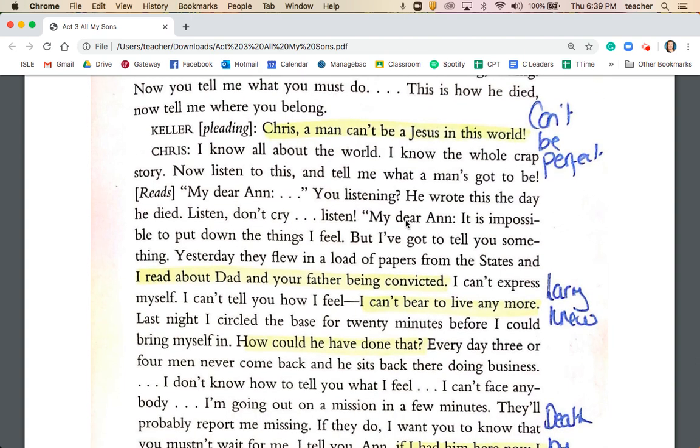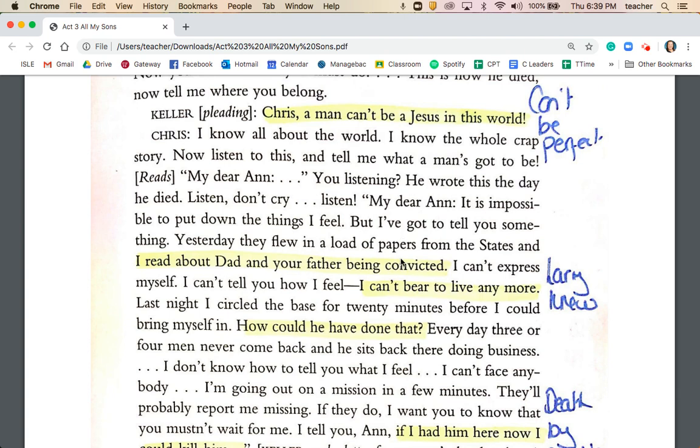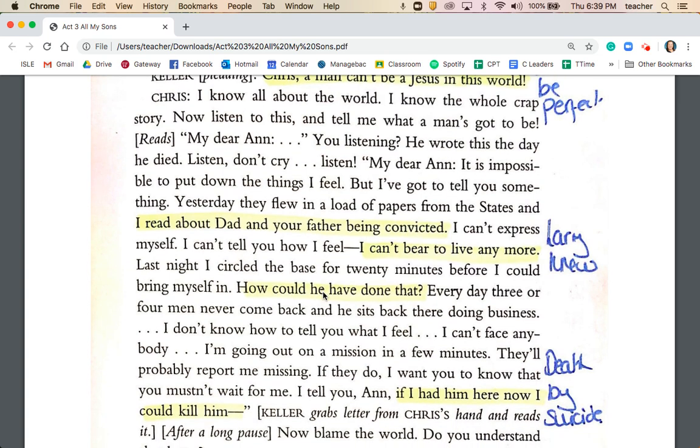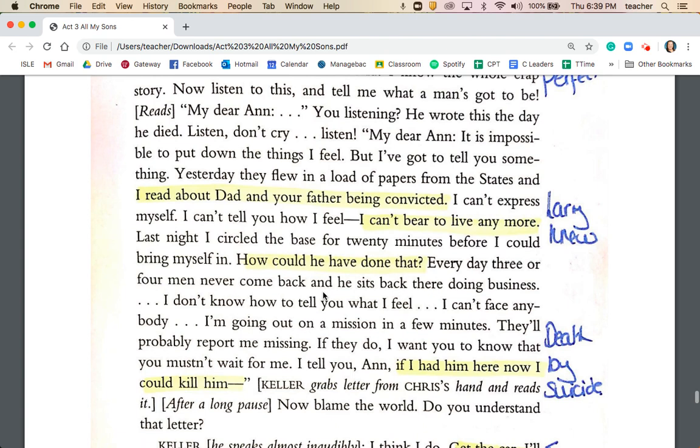My dear Anne, it's impossible to put down the things I feel, but I've got to tell you something. Yesterday, they flew in a load of papers from the States and I read about Dad and your father being convicted. I can't express myself. I can't tell you how I feel. I can't bear to live anymore. Last night, I circled the base for 20 minutes before I could bring myself in. How could he have done that? Every day, 3 or 4 men never come back and he sits back there doing business. I don't know how to tell you what I feel. I can't face anybody. I'm going out on a mission in a few minutes. They'll probably report me missing. If they do, I want you to know that you mustn't wait for me. I'll tell you, Anne, if I had him here now, I could kill him.